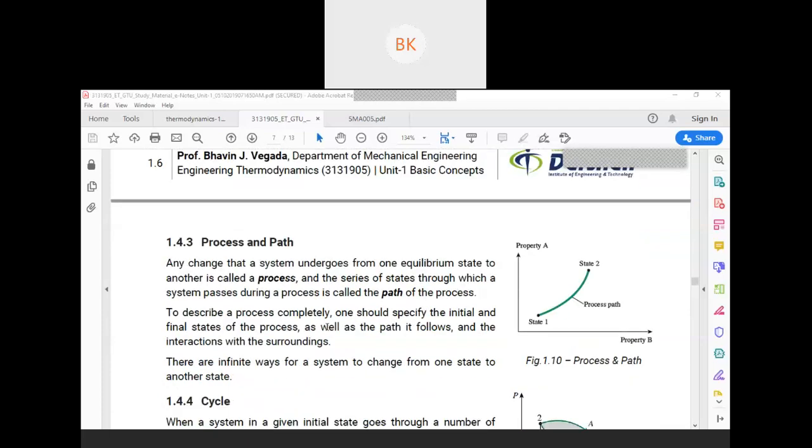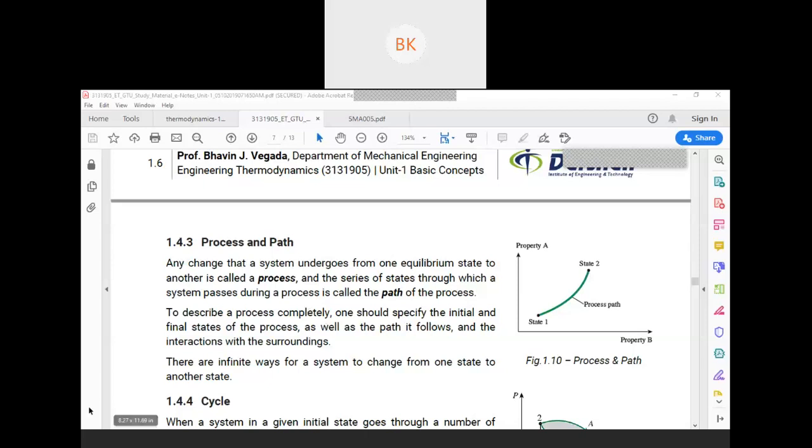Now, what is the meaning of path and what is the process? I'll go through the definitions and then I'll explain all the things. For the process, the definition given is: any change that a system undergoes from one equilibrium state to another is called a process. And the series of states through which the system passes during a process is called the path of the process.